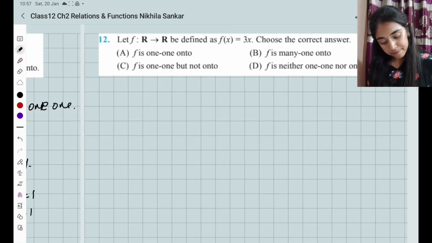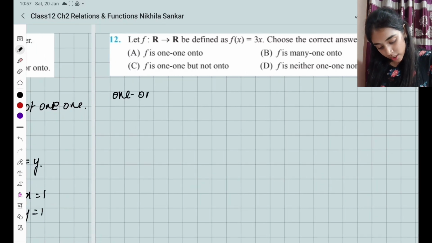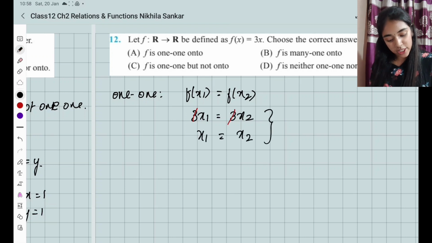Question number 12. f of x equals 3x. So shall we prove this? So now for 1, 1 you have f of x1 equals f of x2. So 3x1 equals 3x2. You can cancel the 3 and the 3. So what do you have? You have x1 equals x2. So the condition is satisfied. So this is going to be 1, 1.